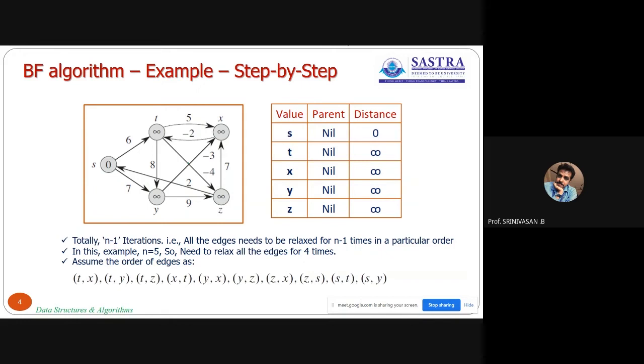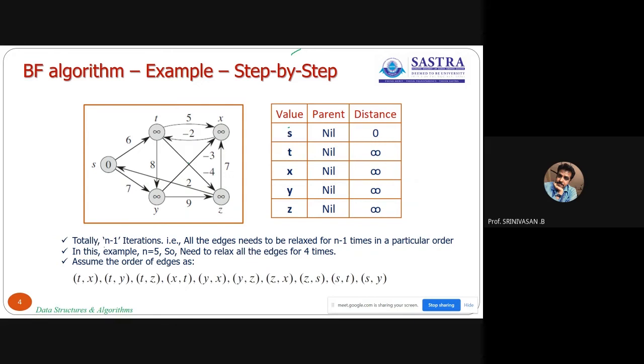Take this as the initial graph. The starting node we have assumed, whose distance is initially 0. All other vertices' distance will be infinity. So far the shortest distance is infinity for all other nodes. So S to T the shortest distance is infinity, S to X shortest distance infinity, S to Y like that. So the distance indicates, from the starting node to reach the corresponding vertex, what is the distance.